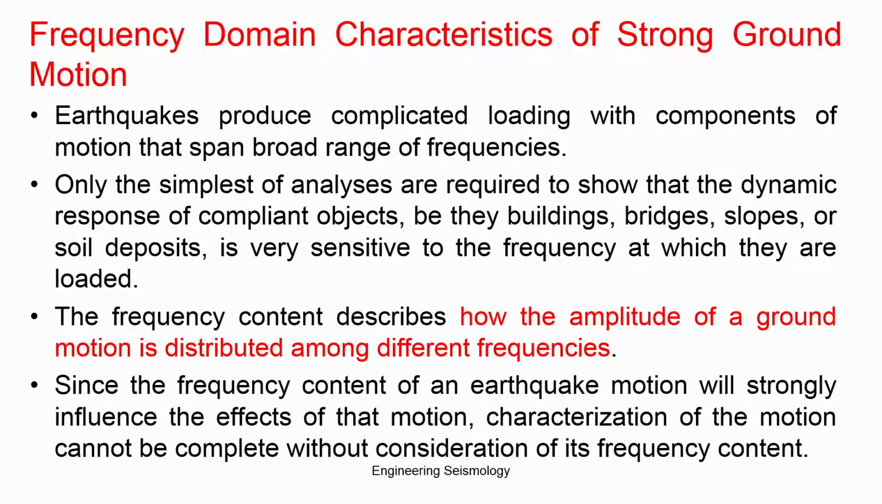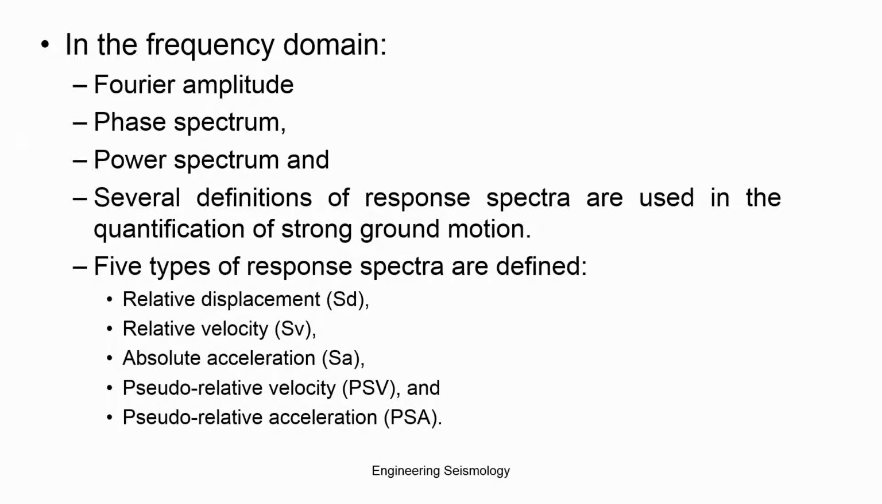In that context, the frequency content describes how the amplitude of the ground motion is distributed among different frequencies. Earlier, what we have seen is the amplitude distributed over time. But here we are looking at how the amplitude of the ground motion is distributed among different frequencies. Depending on the frequency of your structures, the amplitude you need to consider for design will be taken from these frequency domain characteristics. Since the frequency content of the earthquake motion strongly influences the effect of that motion, characterization of the motion cannot be complete without considering the frequency content. So using only time domain parameters may not always be good for analysis. You should look at how the amplitude of the frequency content varies.